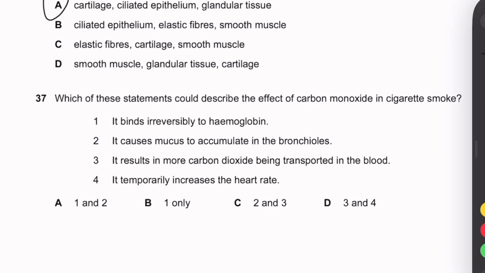The effect of carbon monoxide in cigarette smoke. Okay. It binds irreversibly to hemoglobin. So obviously smoking is actually out of your syllabus by now, so we don't really need to solve this. But one of the things that you might want to know is that carbon monoxide binds irreversibly to hemoglobin. That's true, and it does not really cause mucus to accumulate. It results in more carbon dioxide being transported in the blood. It temporarily increases the heart rate. I would say it's 1 and one only. Yes, okay. So it's B.